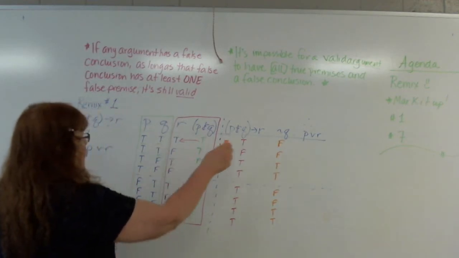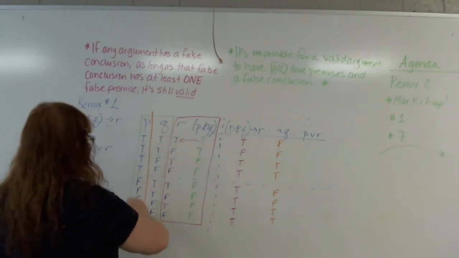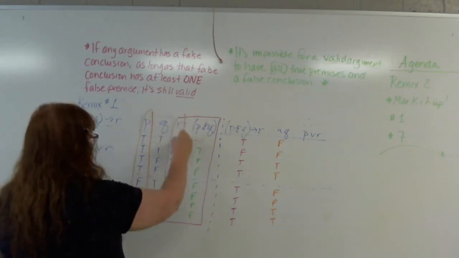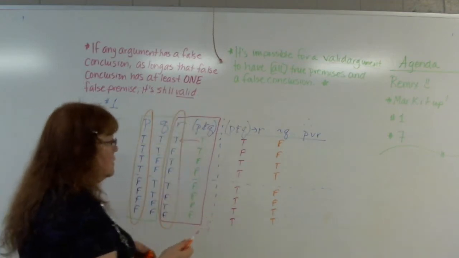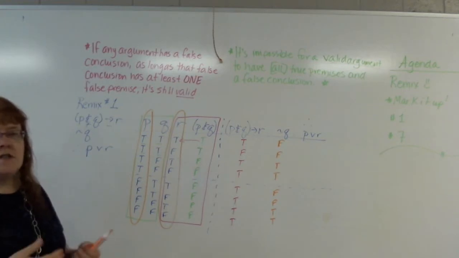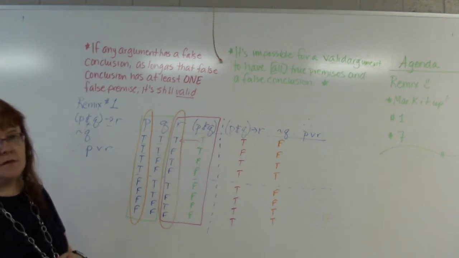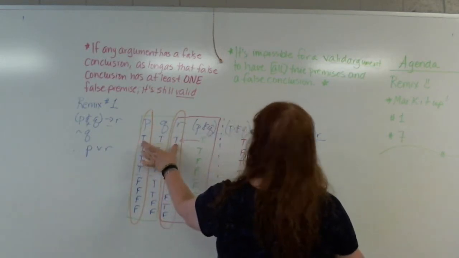Okay, so I have P or R. I'm going to look at this column, and I'm going to look at this column. And they're an OR. The only time an OR disjunction is false is when I have two falses. Okay, so I'm going to look for that, and I'm going to try to get this in the right spot.